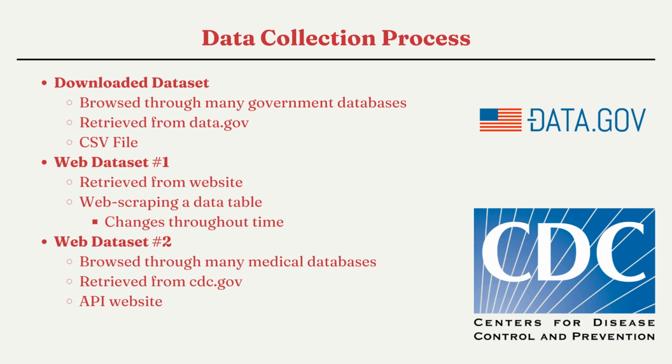Regarding the collection of our data, we started off by browsing many government databases as well as utilizing the resources that were given to us. We found our downloaded dataset, a CSV file, on data.gov. We retrieved our first web dataset from a website which we ultimately scraped using Beautiful Soup. This dataset was a chart that actively recorded COVID statistics and updated as time went on. Our last dataset, an API website, was retrieved directly from cdc.gov, providing accurate medical data to our overall analysis.